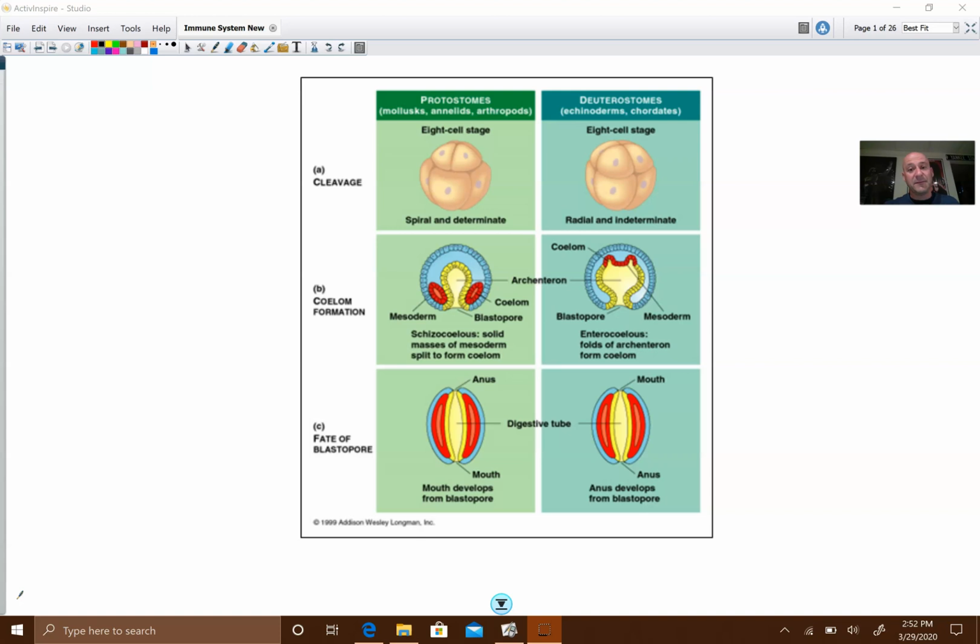You have a packet that has a page that looks kind of like what you see on your screen right now. Your packet of the human body systems starts with an image of the difference between protostomes and deuterostomes. And we talked a little bit about protostomes and deuterostomes in our classification unit.